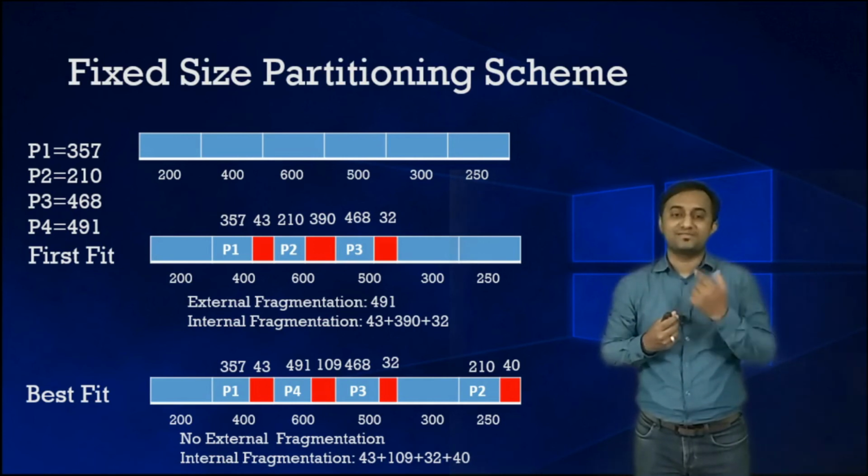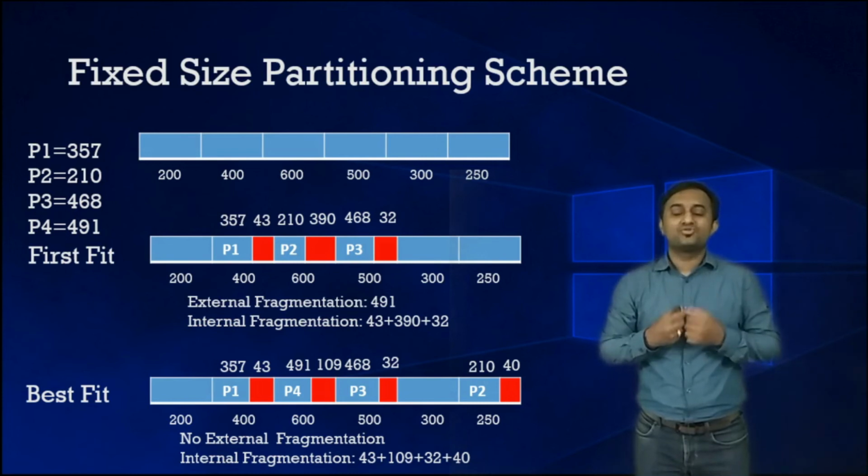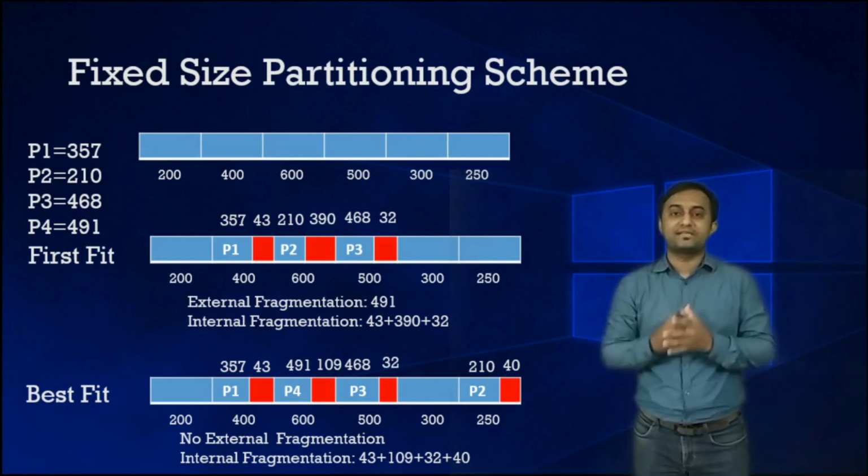size or this space. So that is the reason why the losses would be less in the case of best fit with respect to fixed size partitioning scheme. So that is the reason why best fit performs best in the case of fixed size partitioning scheme, but best fit performs worst in the case of variable size partitioning scheme. That is something you have to keep in mind.